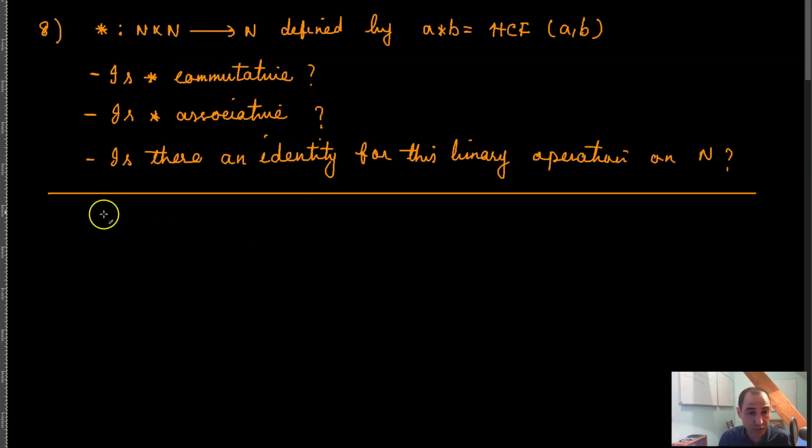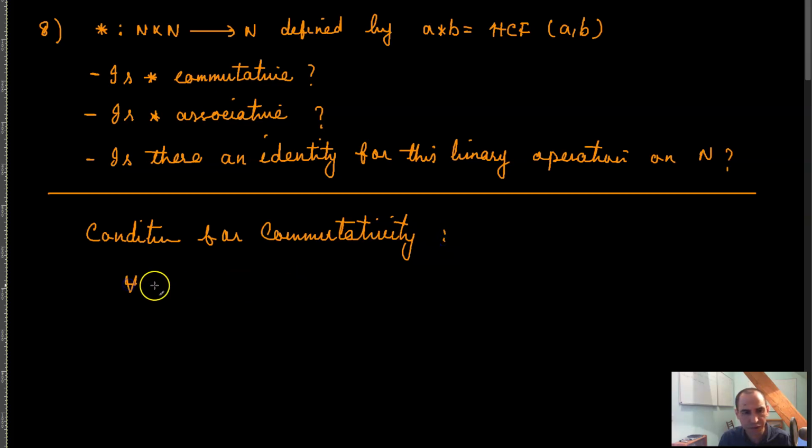We said that the condition for commutativity was that for every A and B belonging to, let's say, a general set A, A star B is equal to B star A. If that is the case, then you can say that star is a commutative binary operation.